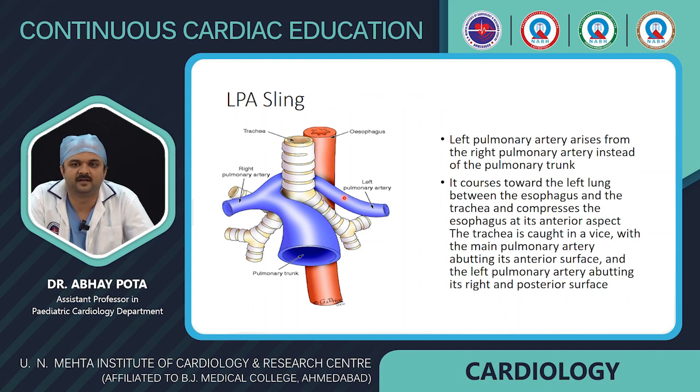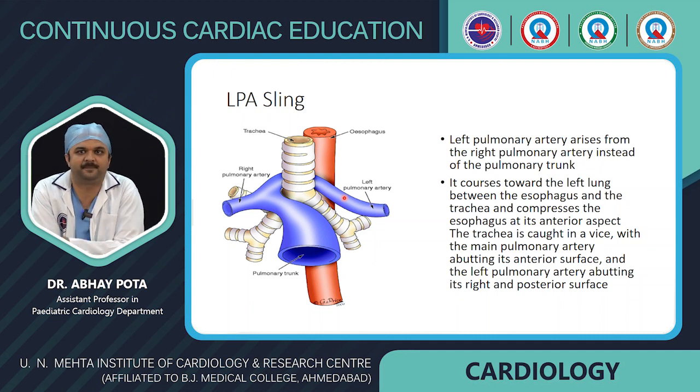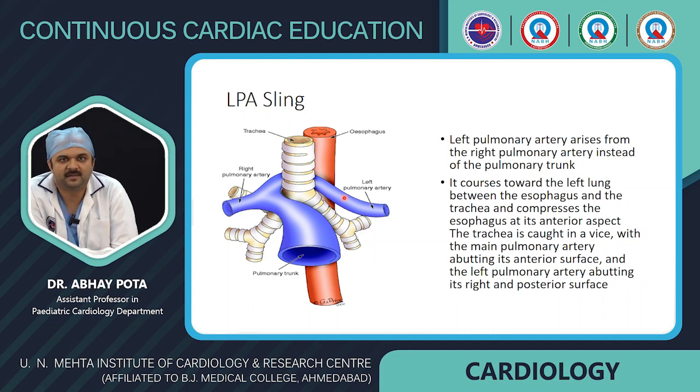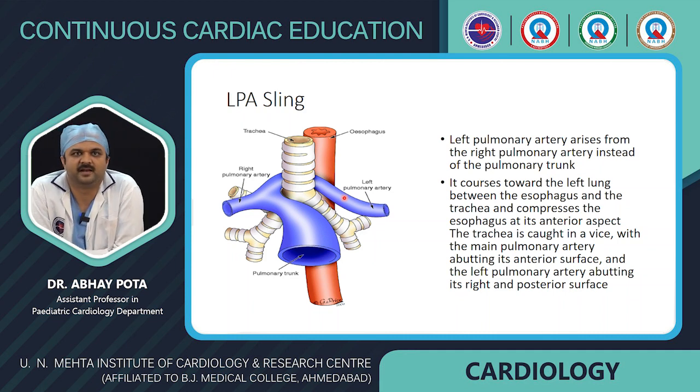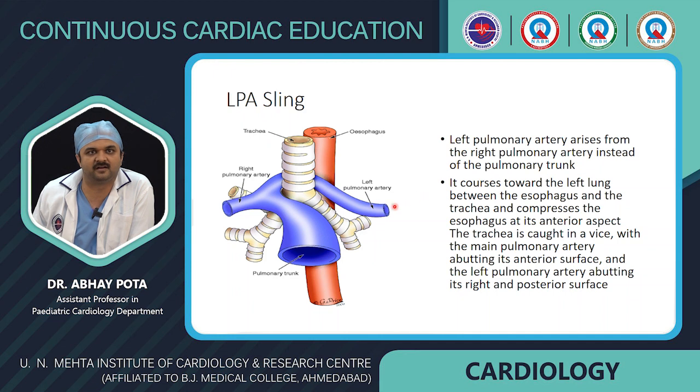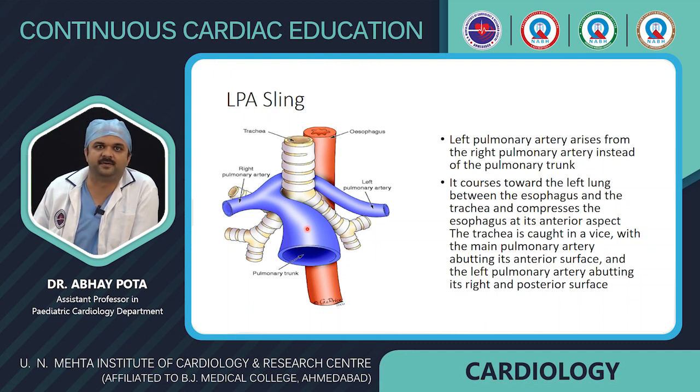What is sling? We have discussed vascular ring. This one is sling. Sling is seen commonly in case of LPA sling. The left pulmonary artery arises from the right pulmonary artery instead of the pulmonary trunk. Normally LPA arises from MPA, while here in case of LPA sling it arises from RPA. It courses towards the left lung between esophagus and trachea, and hence the trachea is getting compressed from the sides and back by this LPA and anteriorly by MPA. So it can lead to obstructive symptoms.